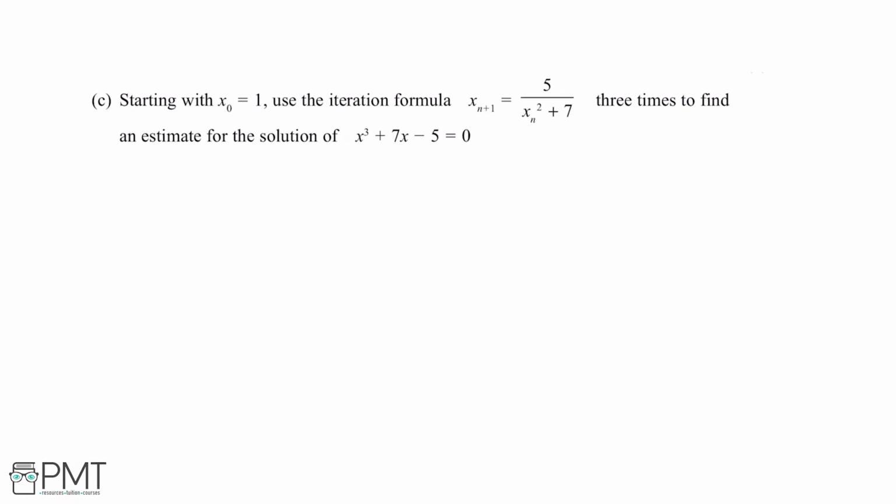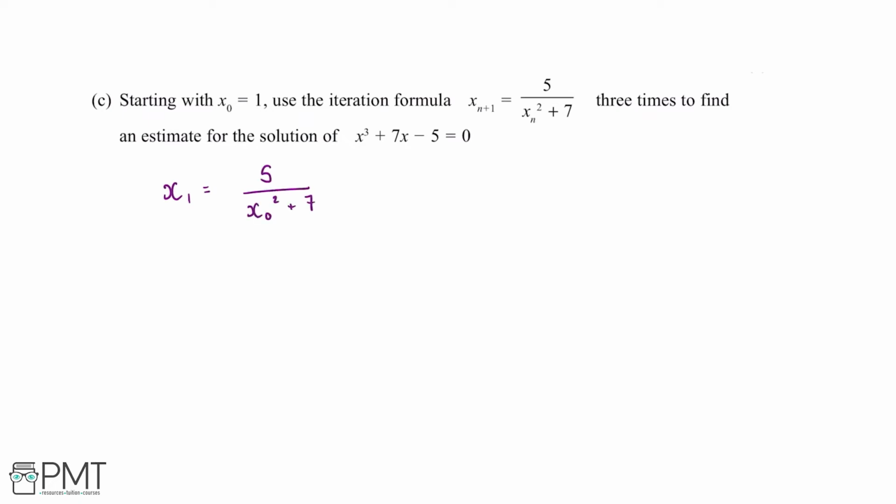Starting with x0 equals 1, use the iteration formula xn plus 1 equals 5 divided by xn squared plus 7, 3 times to find an estimate for the solution of x cubed plus 7x minus 5 equals 0. So essentially for this question, we're going to want to work out what the value of x3 will be. So we can use this equation by starting off with x0 and repeating this 3 times until we get the answer for x3. So x1 is equal to 5 divided by x0 squared plus 7.